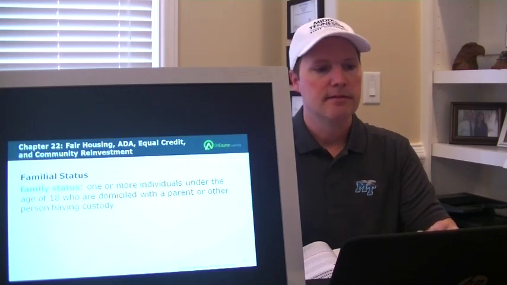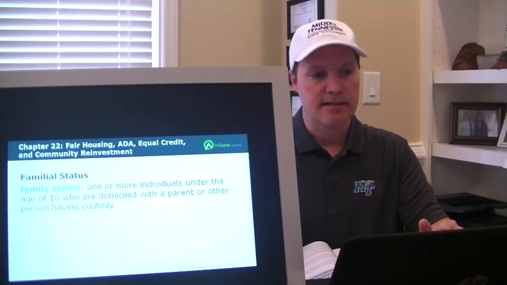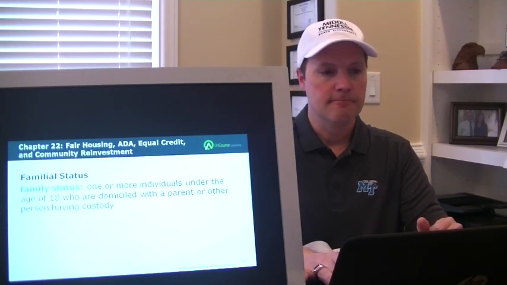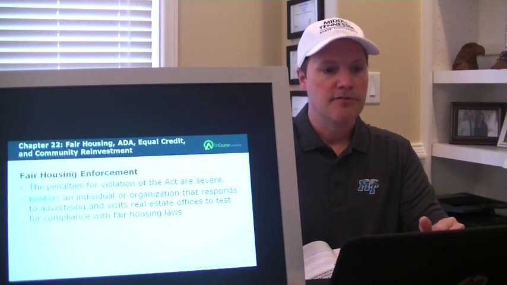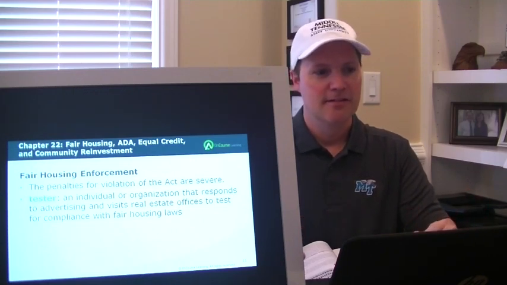Familial status: one or more individuals under the age of 18 who are domiciled with a parent or other person having custody. Okay, so you can't discriminate. Fair housing enforcement. Okay, this is the major deal. The penalties for violation of the Act are severe.